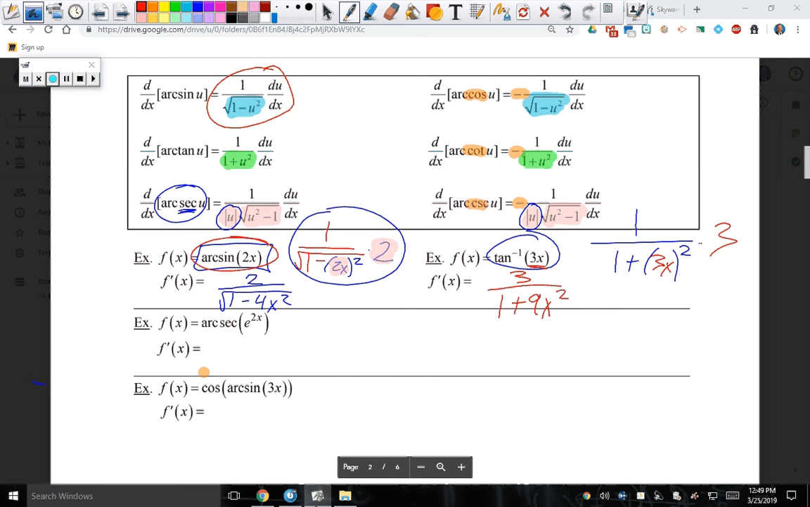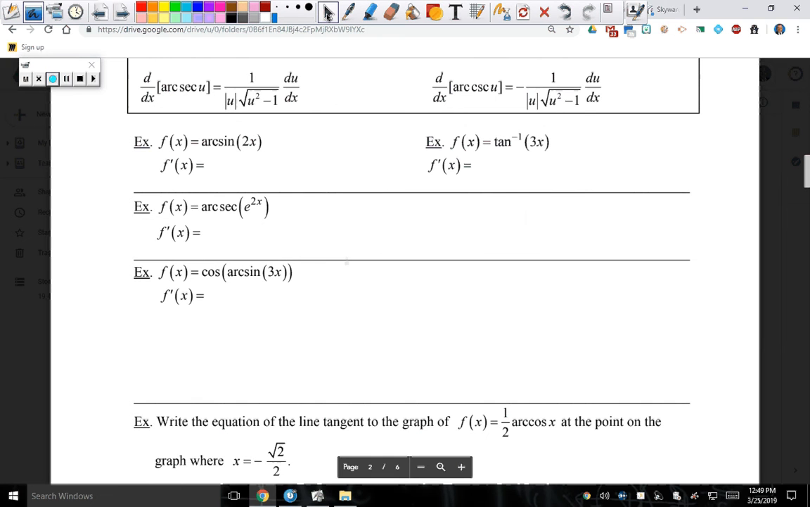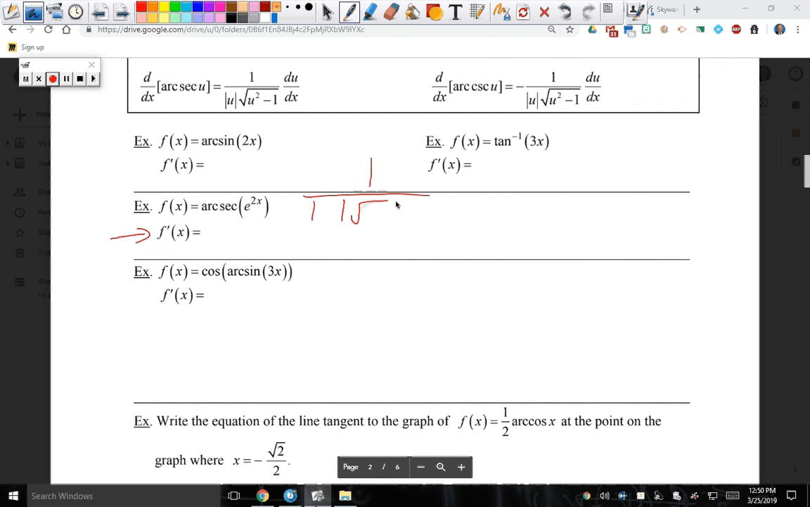It's pretty basic, right? It's more memorization than it is steps and processes. Okay, here we go. Let's look at arc secant. I'm taking the derivative of arc secant. Secant is the one I'm looking at, so it's not cosecant, so it's not negative. It will be positive, so 1 over the absolute value. And this is where it's not 1 minus u squared. It's u squared first.